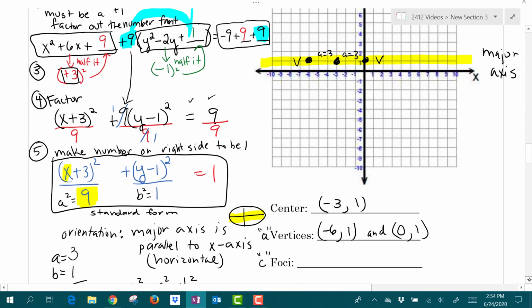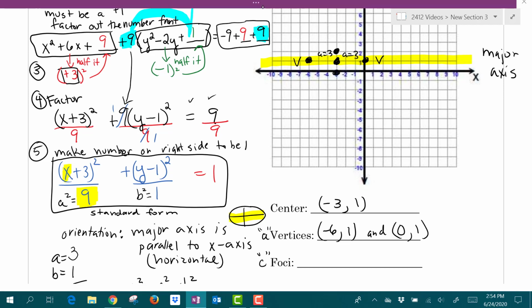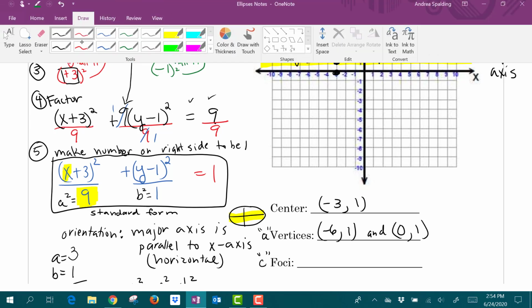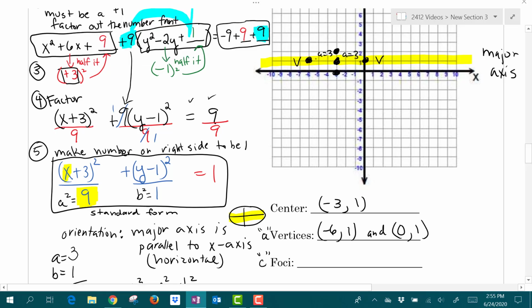Alright, the B value we said was 1. So we're going to go in the opposite direction, 1 unit up, and then 1 unit down. We don't have to label those. Those are the endpoints of the minor axis. Just going to connect those with a smooth curve as much as I possibly can. It doesn't have to be perfect. Alright, so there's our ellipse.